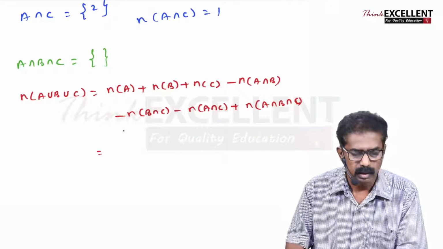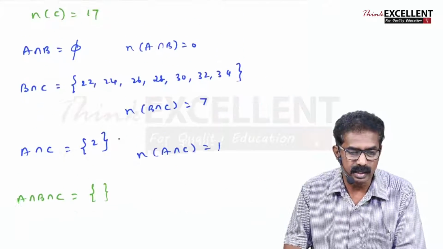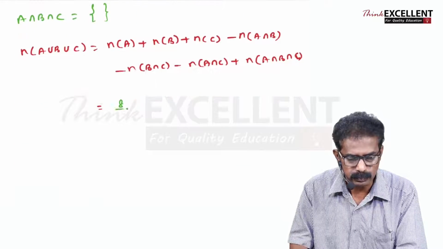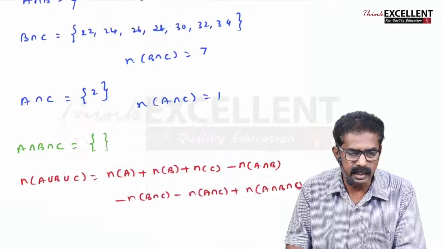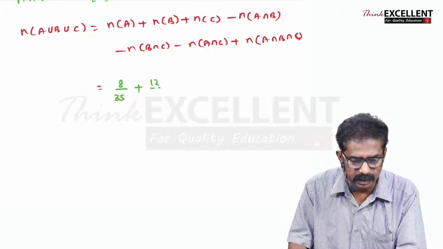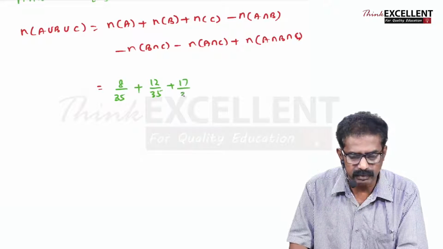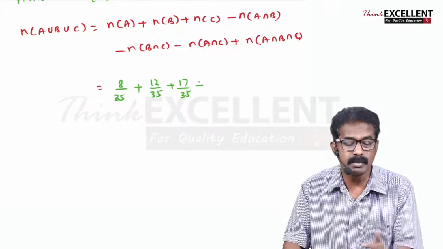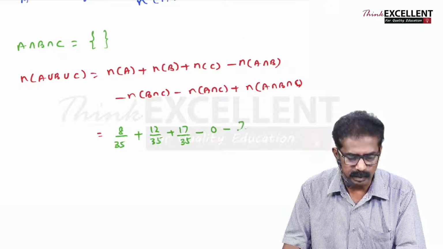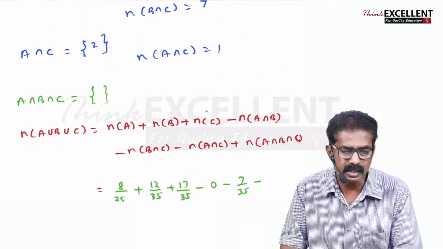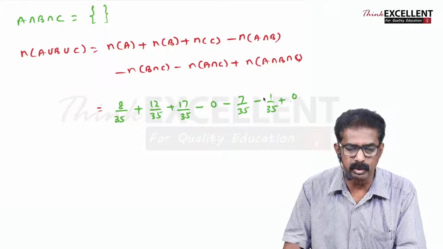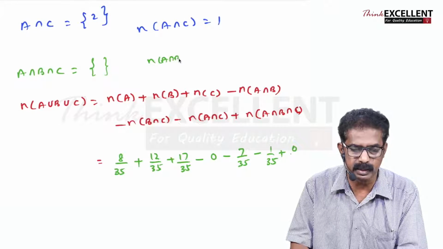Substitute. In all the cases, denominator is 35, right? N of A is 8, so 8 by 35 plus n of B. B is 12, C is 17. So 12 by 35 plus 17 by 35 minus A intersection B, 0 by 35. B intersection C we have 7, so 7 by 35. N of A intersection C only 1, 1 by 35. Finally plus for all the three it is 0. So 0 by 35.